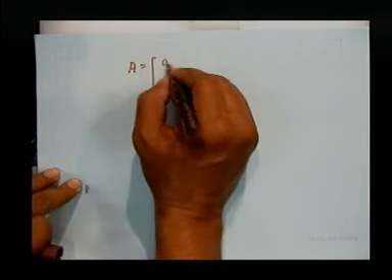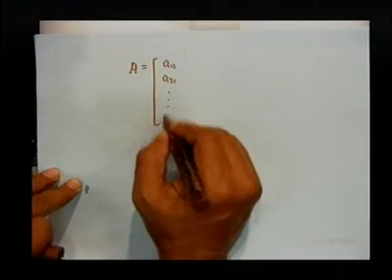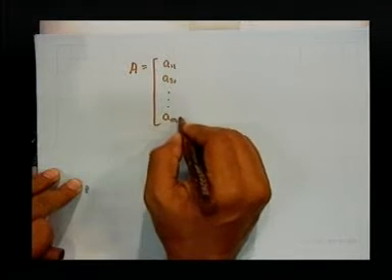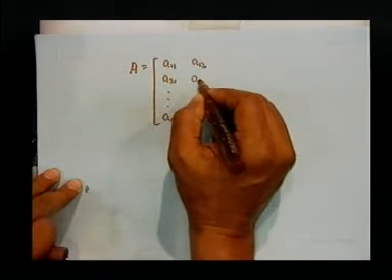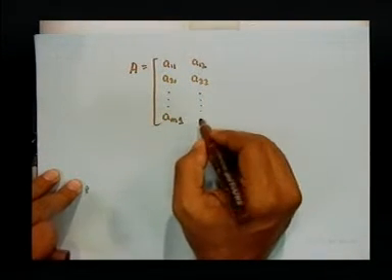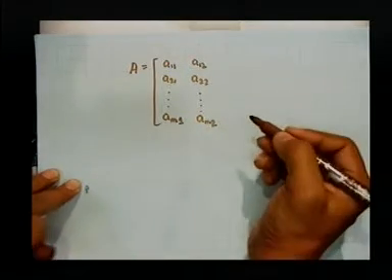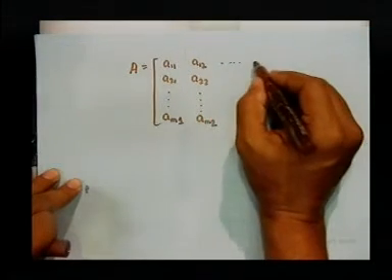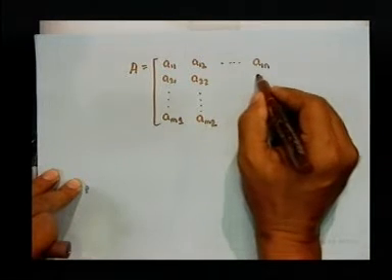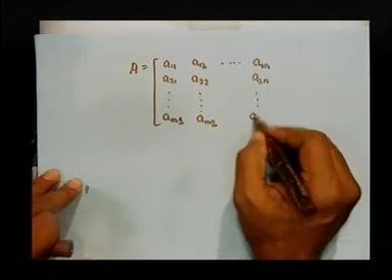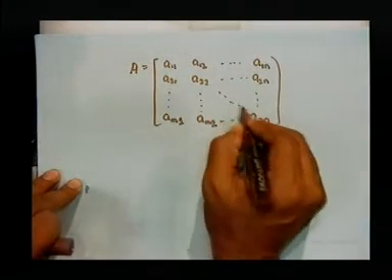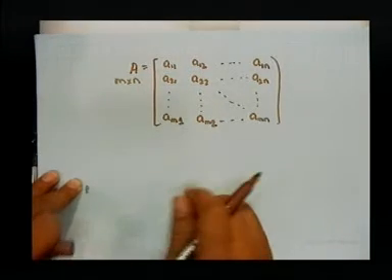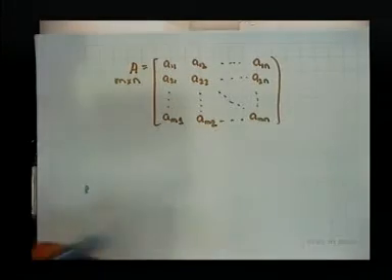Let us say I have matrix A, which is A11, A21 up to AM1, A12, then A22 up to AM2, and this way I go A1n, A2n and AMN. So, this is an m by n matrix. Okay.